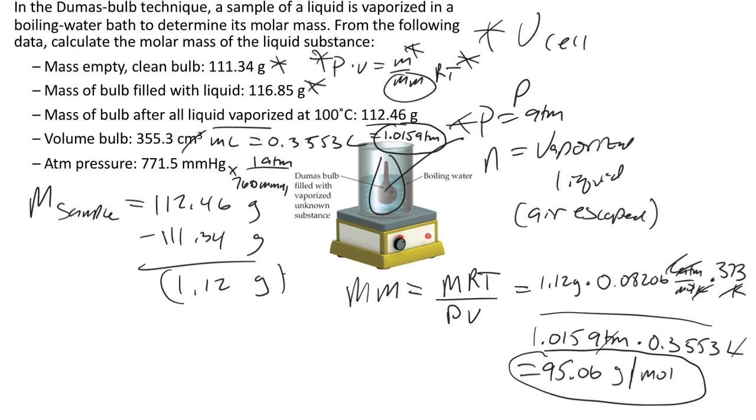And what this experiment relies on is the sample being a liquid, vaporizing below 100 degrees C, so you can put it in a boiling water bath. It relies on us knowing the atmospheric pressure on the day we do the experiment, and also on us being able to quantify how much of the condensed liquid remains in that bulb. Okay, so this is another technique or application of the ideal gas law.